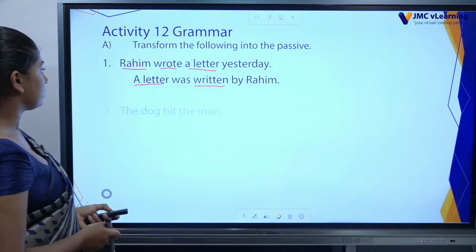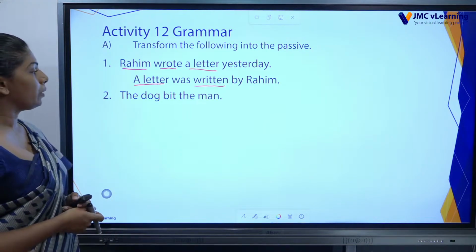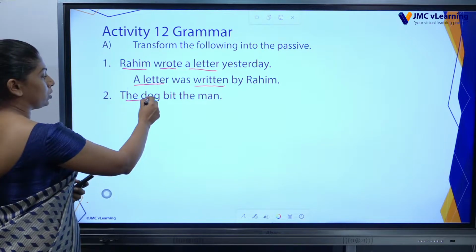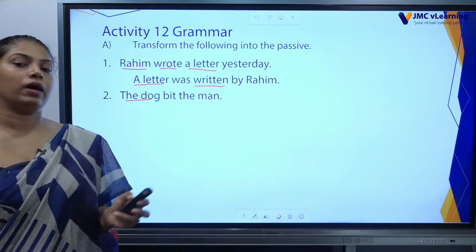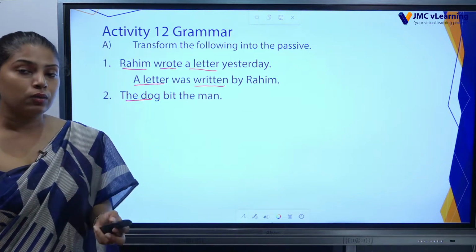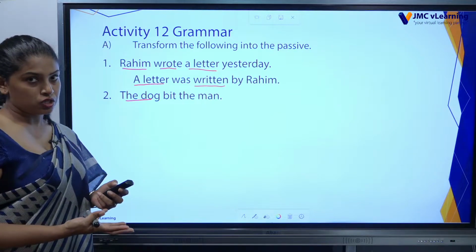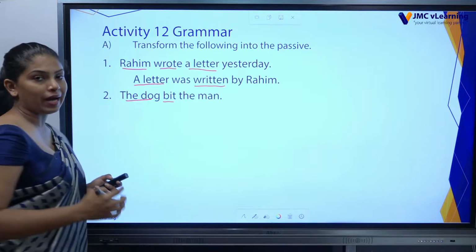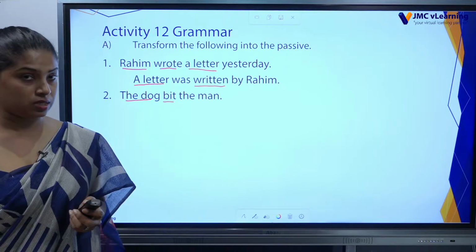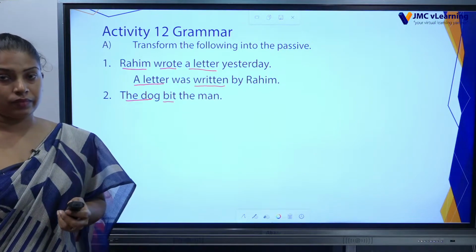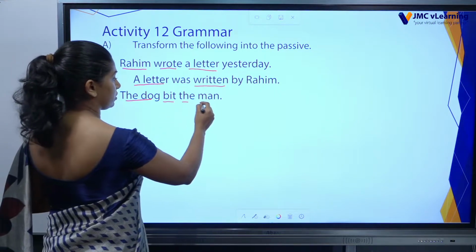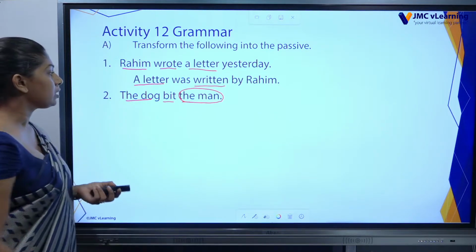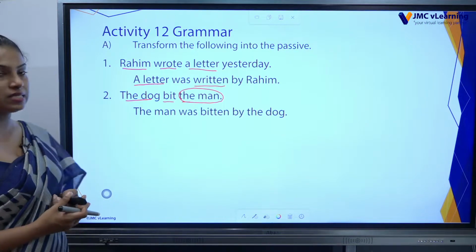Okay, let's move to the next one. The dog bit the man. Who is the doer in this sentence? That is the dog. The dog is the animal that has done the action. So the dog, what has it done? Bit, bite. Then in past it is bit. Then the dog bit the man. The man. So we have to find the object. What is the object here? The man. Then we have to take that first and we can write the sentence like this.